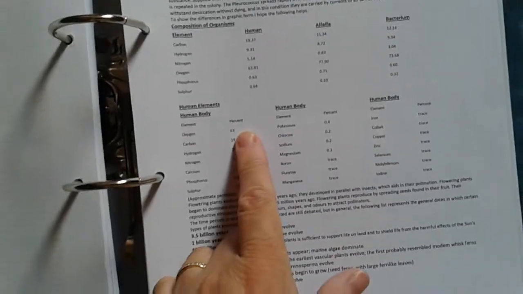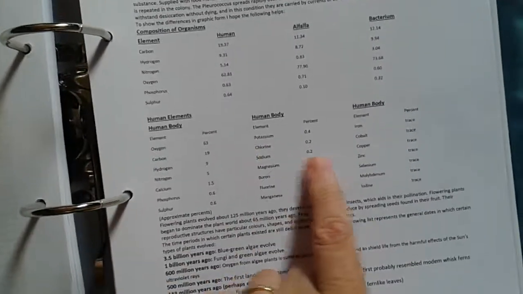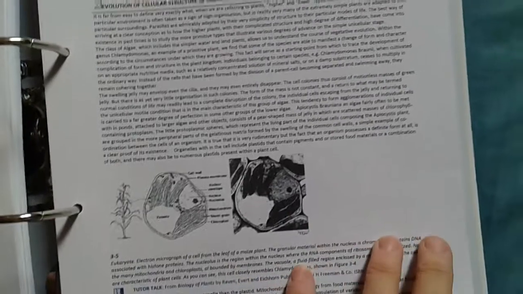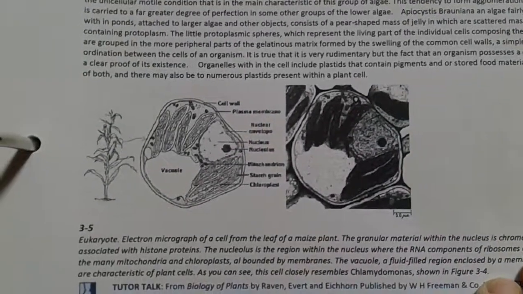The human elements, we have the element, and it says oxygen 63%, carbon 19, and that's chlorine and so forth. The human body. For this part, this is obviously a bit more plants and structure and how much oxygen they took in and things like that. And then we have the evolution and structure of simple plants. That goes on and so forth.